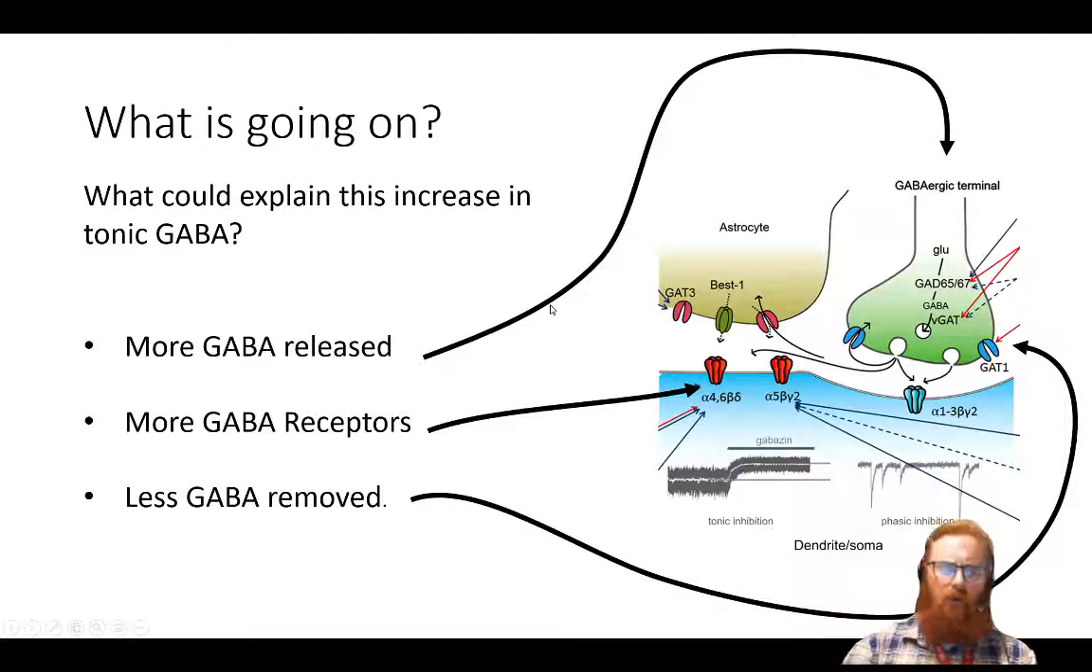Okay, so what could be going on? There are three core explanations for what is happening here. When animals have absence epilepsy, they release more GABA, so that makes more tonic current. They have more GABA receptors, that could make more tonic current. Or less GABA is removed, and hence there'd be more GABA floating around, and hence more tonic current.